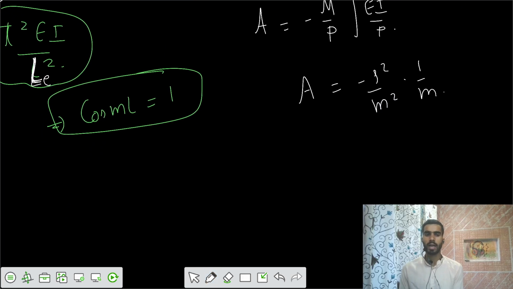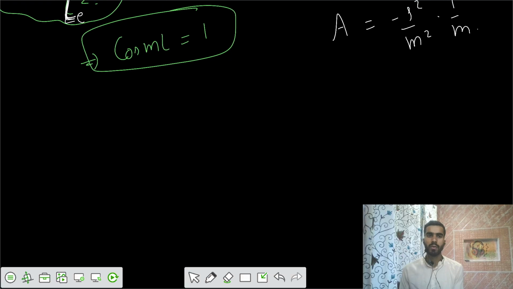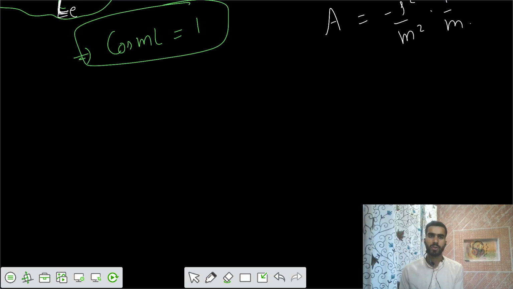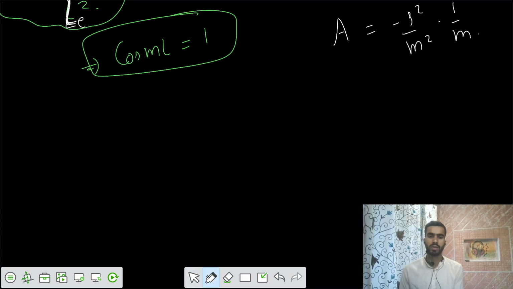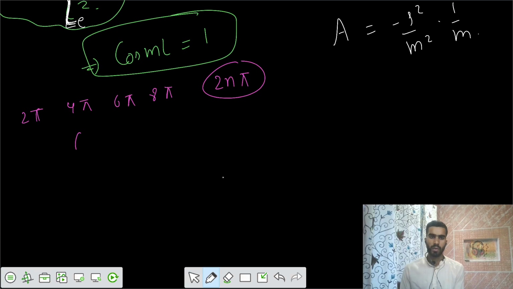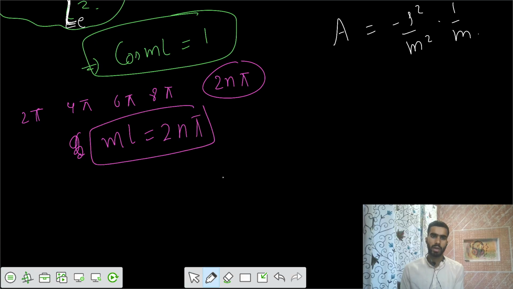On what values of pi is the cos function equal to 1? Cos of 2 pi, cos of 4 pi, 6 pi, 8 pi. That's 2 times n pi, so 2 n pi. I would write that ml equals 2 n pi.